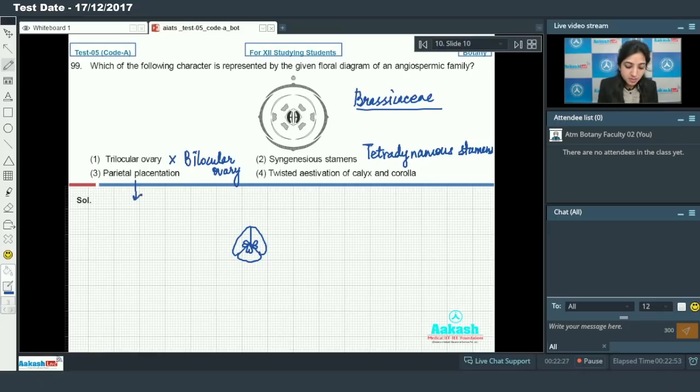Parietal placentation, this is correct. Parietal placentation is depicted in this floral diagram. Twisted aestivation of calyx and corolla, no. This is the aestivation of calyx, and the aestivation of calyx is imbricate, and the aestivation of corolla is valvate. So this is incorrect. So the answer to this question is option number 3. Okay, moving on to the next question.